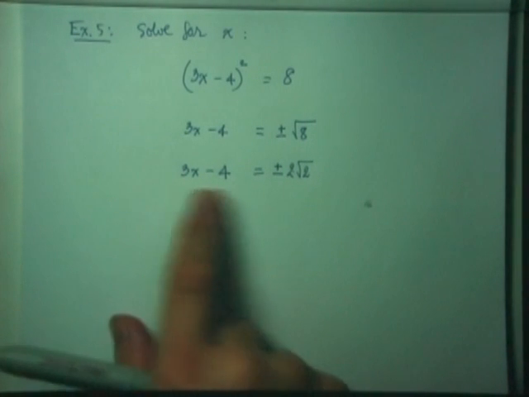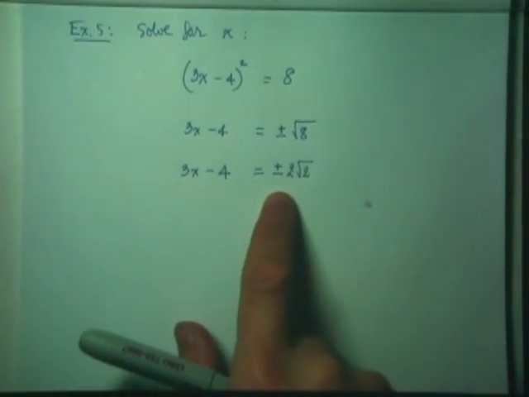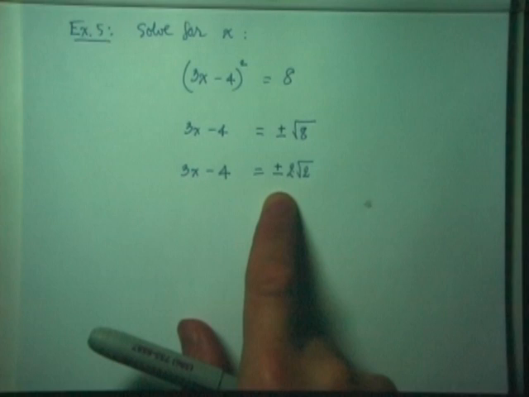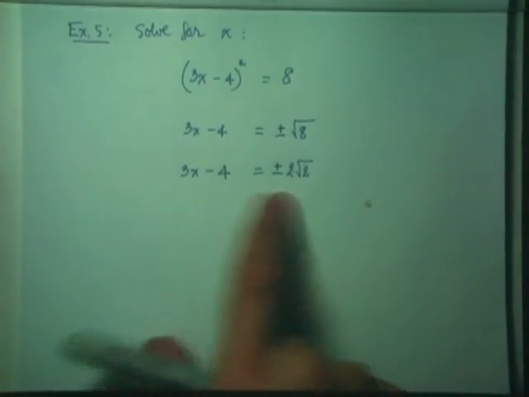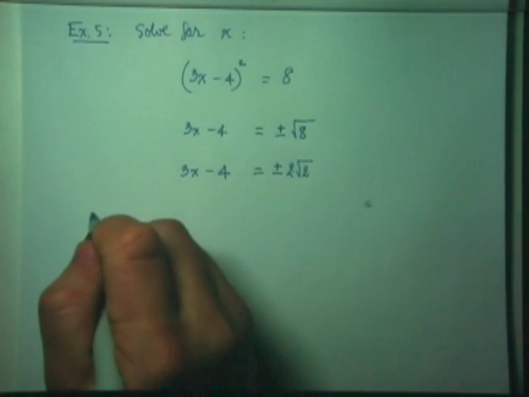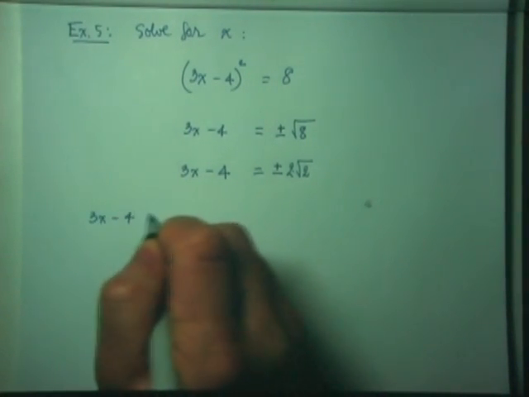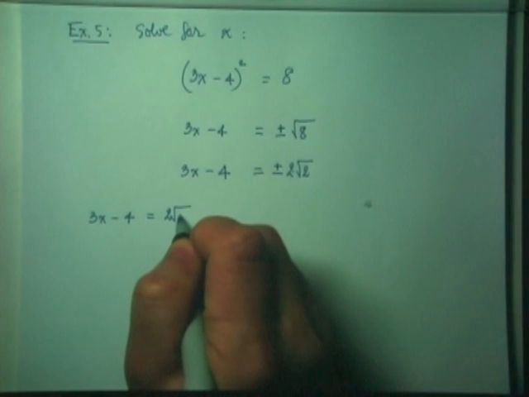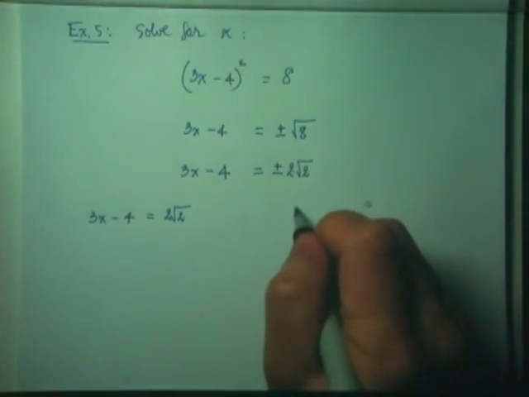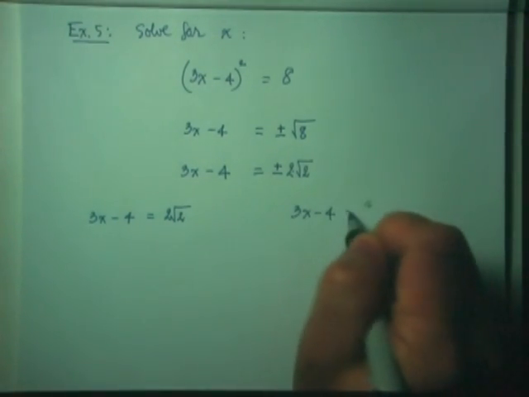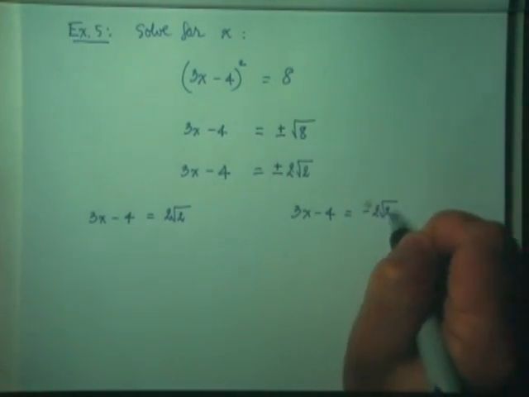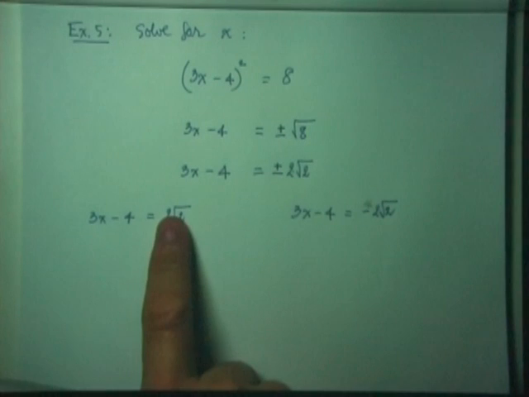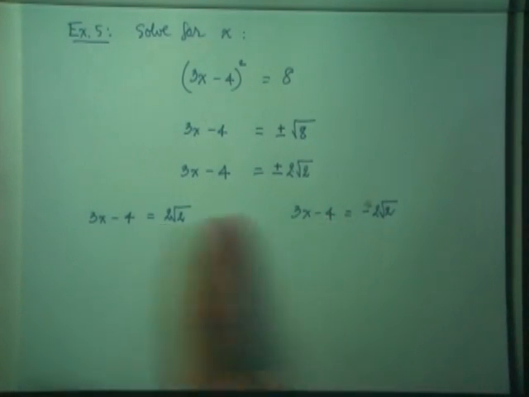At this point, we did not obtain our final answer yet. We did not come to our final point of finding out what x equals. But this equation so far is telling me that on one hand, 3x minus 4 equals positive 2 times square root of 2. On the other hand, 3x minus 4 can also equal negative 2 times square root of 2. And so at this point, I have just produced two sub-equations where I can solve for x now.